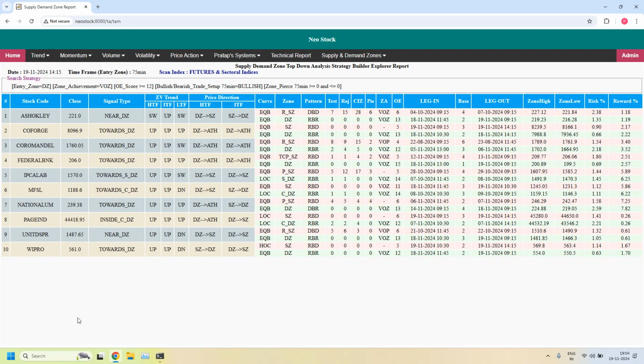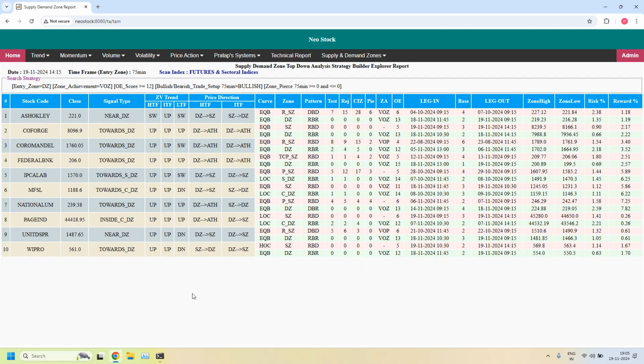And we got 10 stocks. These 10 stocks are supporting bullish trade setup for weekly income trade, and entry zones are 75 minutes demand zones. In all these 10 75 minutes demand zones, there could be some high probability setup supported stocks might be available.